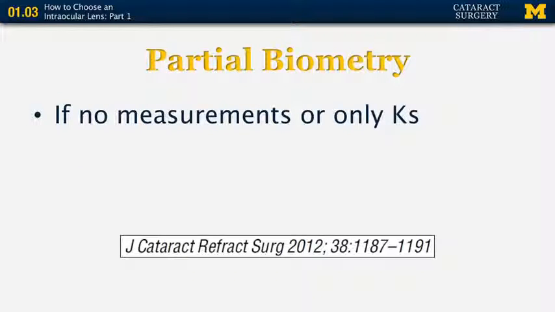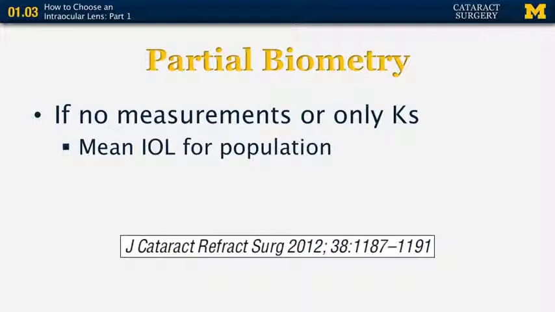What if you have only K's or you don't have any measurements? They found that there was no formula that worked for these. The best thing to use was just the mean intraocular lens power for that particular population. Well, how do you know that power? They published another formula, and this was also for humanitarian missions, and this was also out of the United States Navy. This particular author right here was on both papers, and this one came out a few years before.